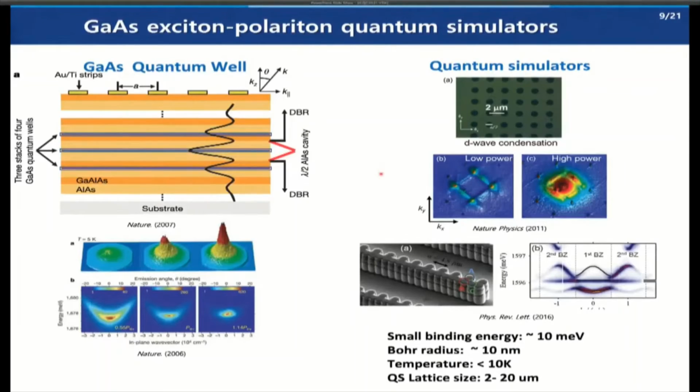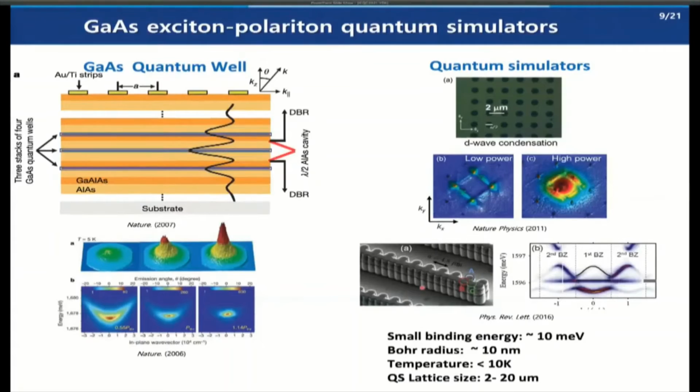One method is to deposit metal with periodic holes. Due to the electrostatic potential difference, they can localize the exciton at a certain position, and then measure the energy dispersion. Another method is to etch the gallium arsenide heterostructure and form the lattice structure.